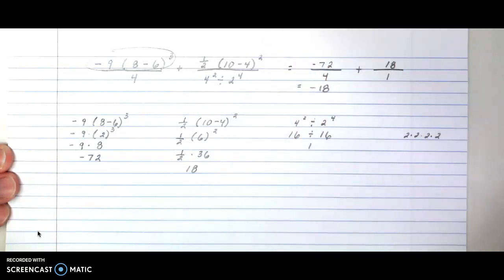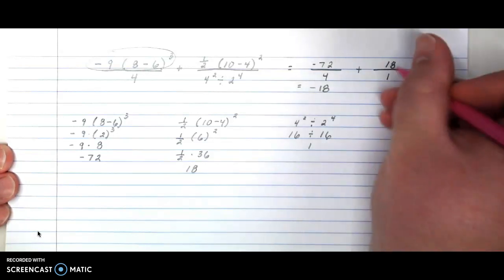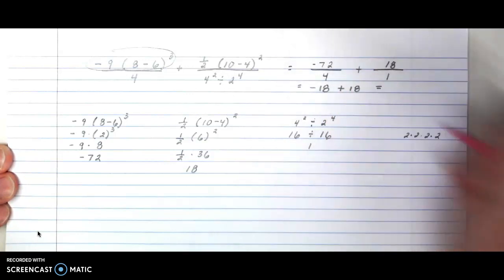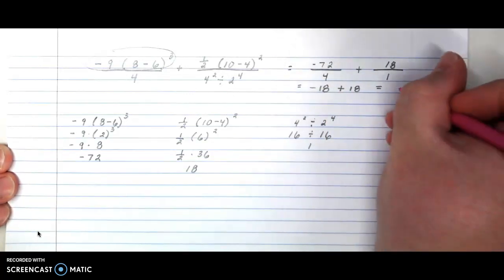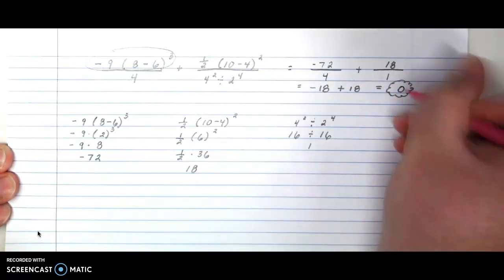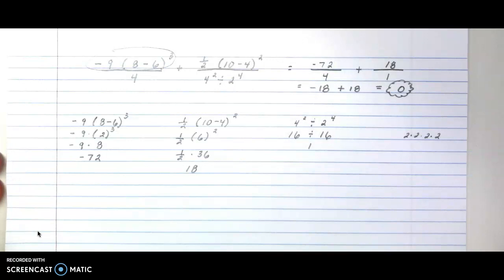Because 4 goes into 7 once with a remainder of 3. Bring down the 2, you have 32. Plus 18 over 1, that would be positive 18. And negative 18 plus 18, that's 0. So all that work for 0 as our final answer.